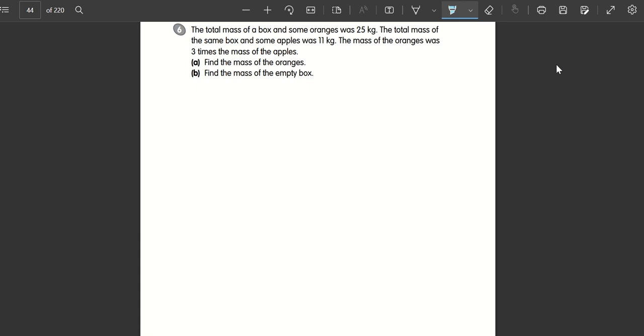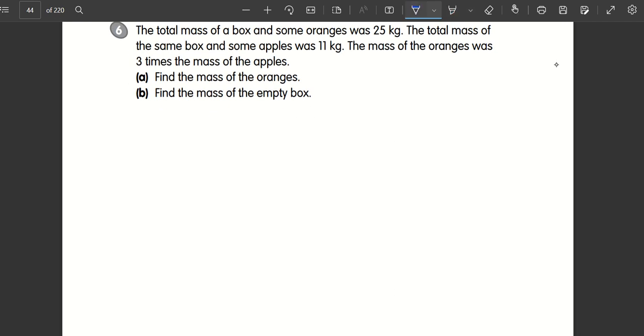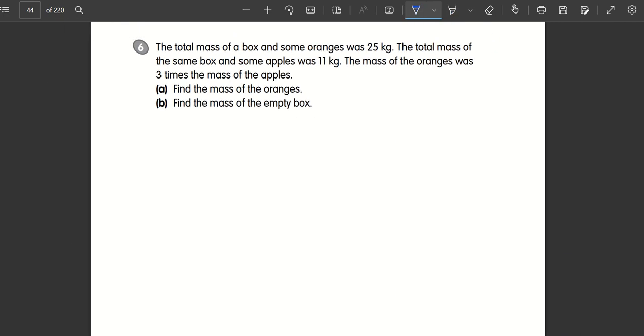This is question 6, 5A workbook page 44, solving word problems related to four operations. Let's take a look at this question. The total mass of a box and some oranges was 25 kilograms. The total mass of the same box and some apples was 11 kilograms. The mass of the oranges was 3 times the mass of the apples.